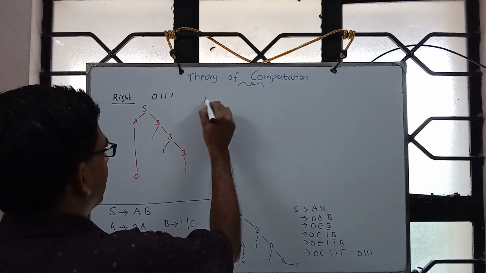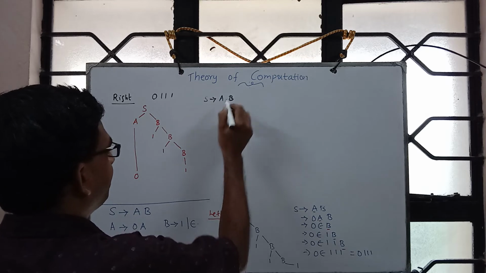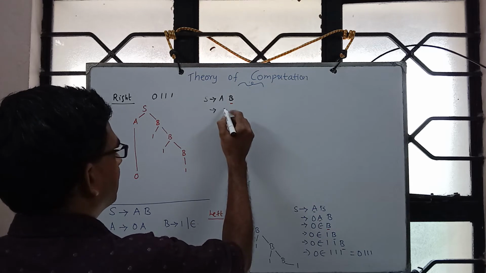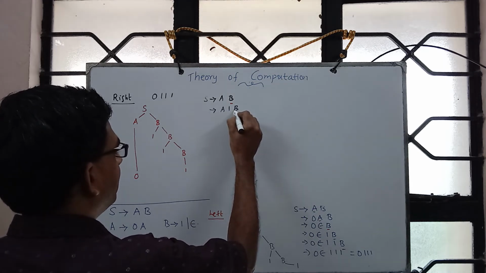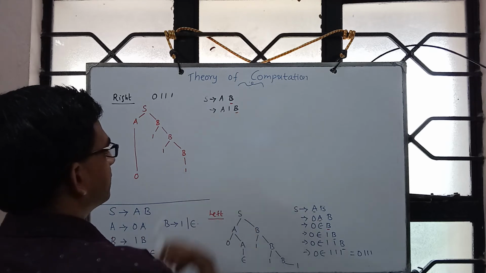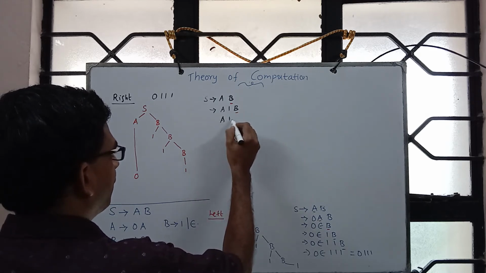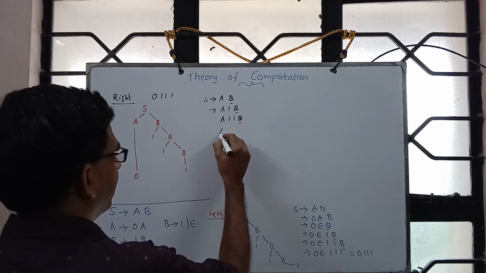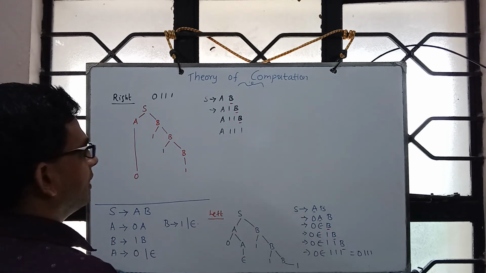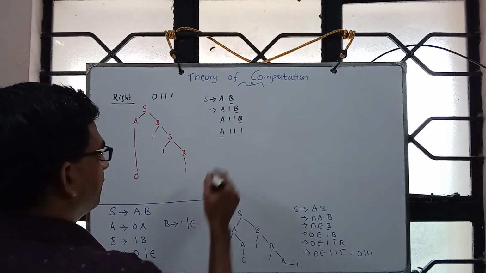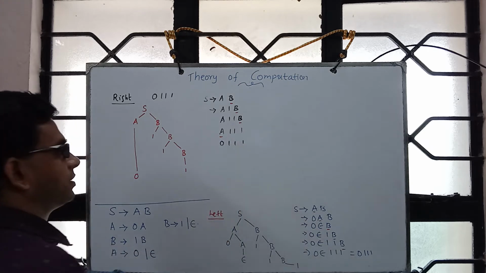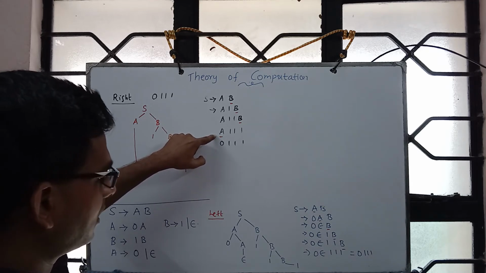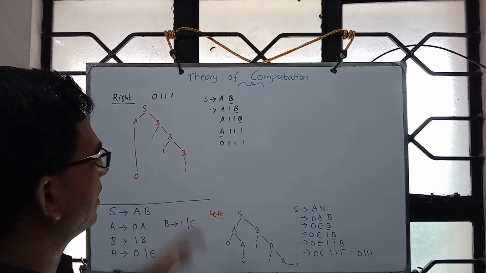So which means S implies AB, then rightmost is this. This we replace with A 1 B. Again rightmost is this, so we get A 1 1 B. Rightmost is this, then we get A 1 1 1. Then the rightmost is this, we get 0 this. Either we can do this, or we can replace this with 0 A again, and then A becomes epsilon.